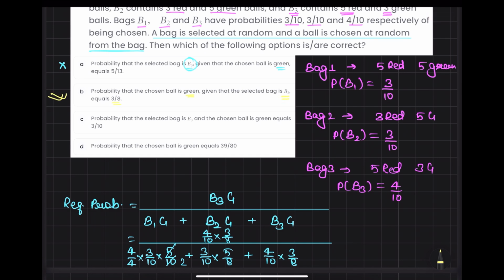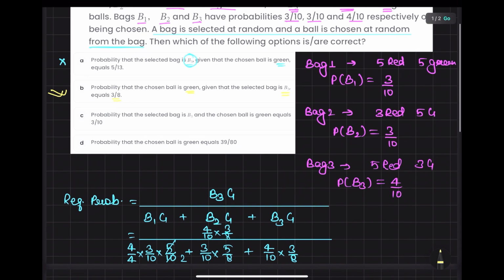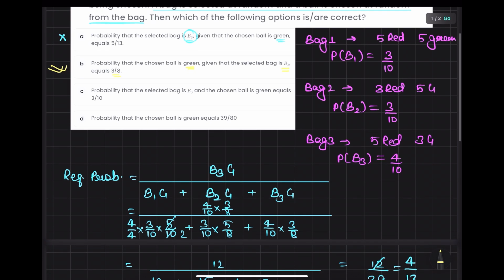You are not selecting bag B3 and then selecting a green ball. Directly from bag B3 you are taking green. Now look at this, we have option C. In option C we have the probability that the selected bag is B3 and the chosen ball is green. It is like the previous question, like option A.